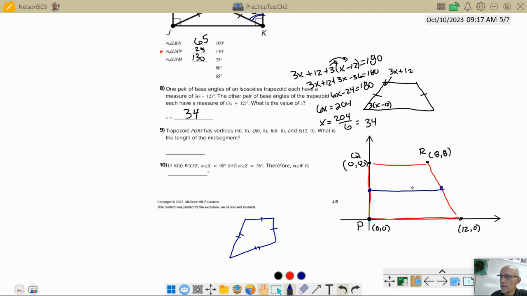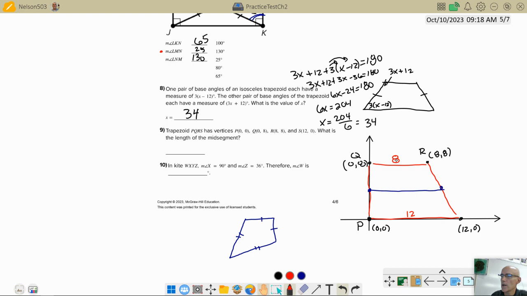Right, so we're trying to find this length right here. I got my points all plotted for you. And the length of the mid segment, this blue segment, is the two bases added together and divided by 2. So this top is 8. This bottom's going over by 12.